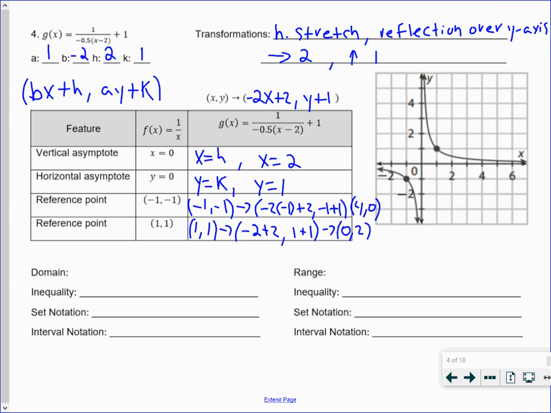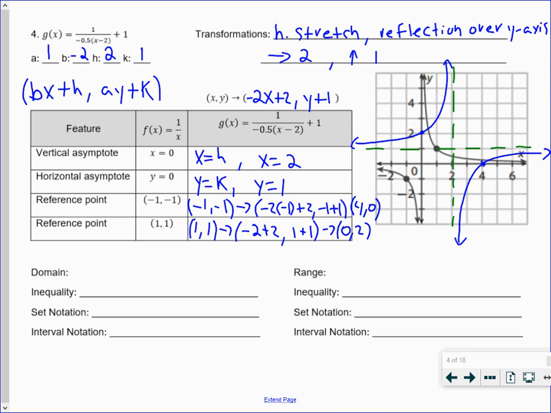So first thing we're going to do is graph our vertical and horizontal asymptotes. We have x equals 2 and y equals 1. So those are our two asymptotes, and now we have our two points, 4, 0, and 0, 2. So now we're just going to draw our curves, and it should look something similar to that. Okay? So that's what our graph should look like. That's our reference points, vertical asymptotes, horizontal asymptotes, our transformations, all that good stuff.